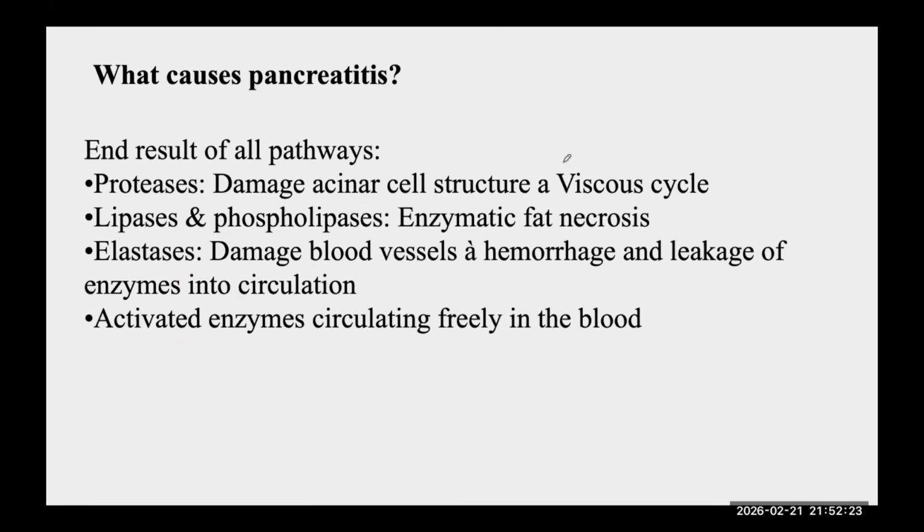Now, all of these pathways will end up doing the same thing. Proteases are going to damage the acinar cells, and this will start a vicious cycle. Lipases and phospholipases can cause the fat necrosis, as we just mentioned. Elastases will basically damage the blood vessels, causing hemorrhage and leakage of enzymes. Now, the activated enzymes will start to circulate freely into the blood because they're being released excessively since the pancreas is digesting itself. Now, this is important because in acute pancreatitis, you will always see the enzymes elevated.